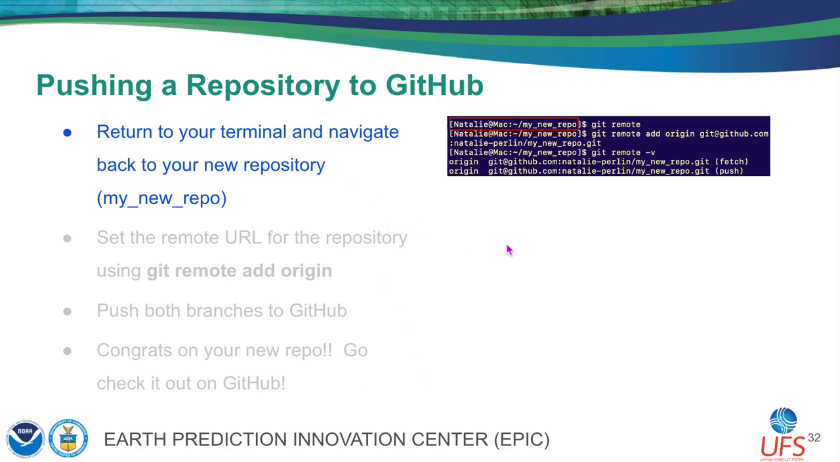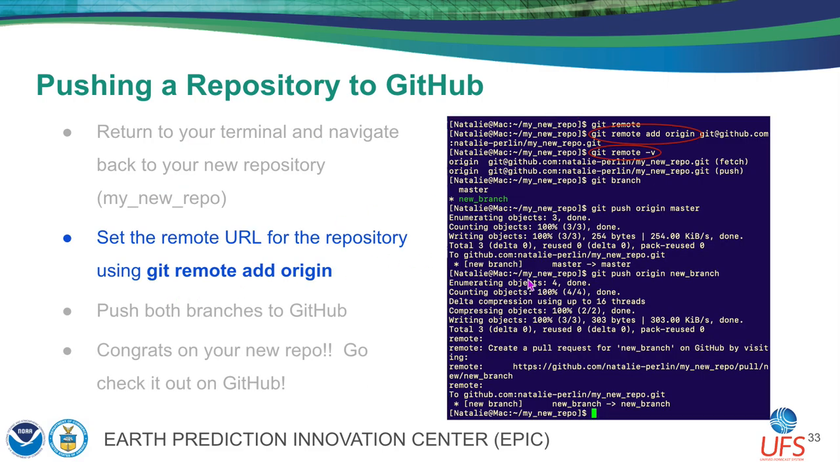After that, we return to our terminal and navigate back to our new repository. Here we are in the repository directory. So initially, when we issue git remote, it shows us nothing. There is no remote repo connected to our local one.